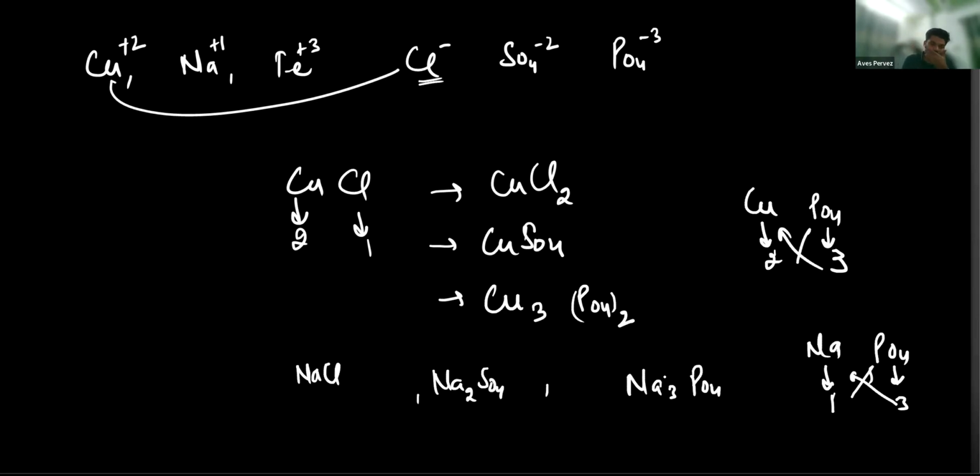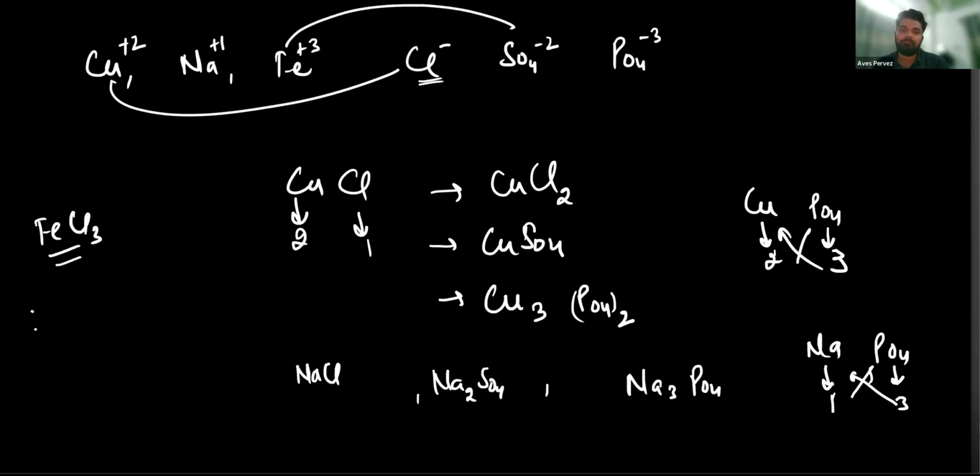Done, sir. Other students, Rumaisa, tell me the formula of iron and chlorine when made together. What should be the formula of iron chloride? Rumaisa, are you there in the class? Yes, sir. FeCl3. Yes, Abdul Jabbar, what should be the formula for iron sulfate?